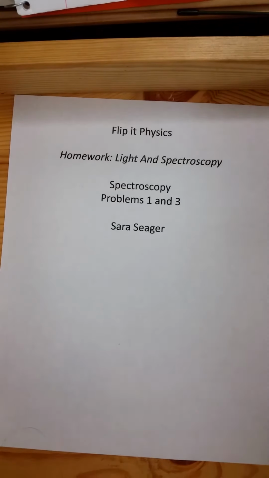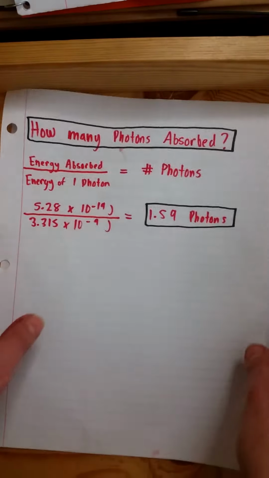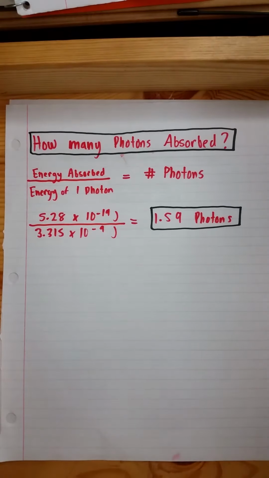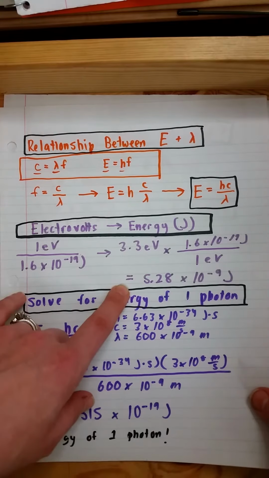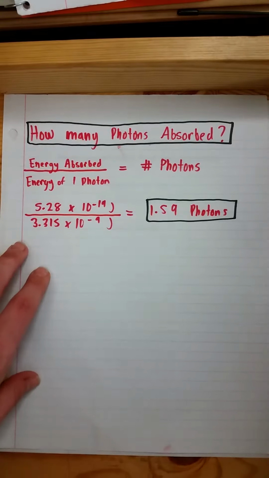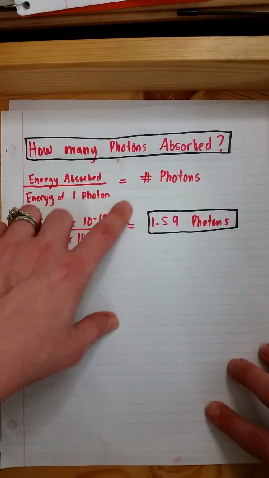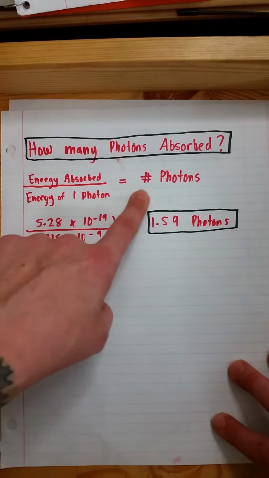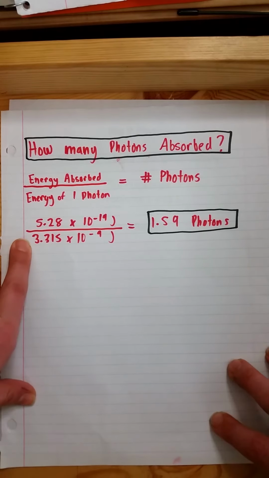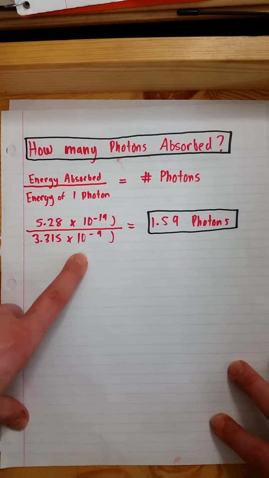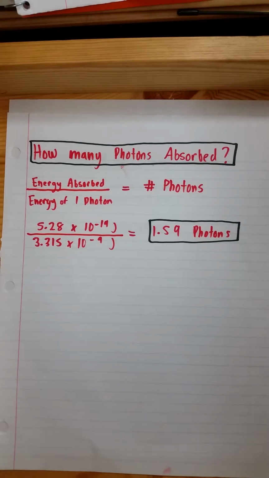Now we just want to find out how many photons absorb the energy. If we go back here, we have the total energy absorbed, which was from the electron volts that we converted. So we have the energy absorbed divided by the energy of one photon, and that will give us our number of photons. So we have 5.28 times 10 to the negative 19th joules divided by the value that we just found for the energy of one photon, 3.315 times 10 to the negative 19th, and that equals 1.59 photons.